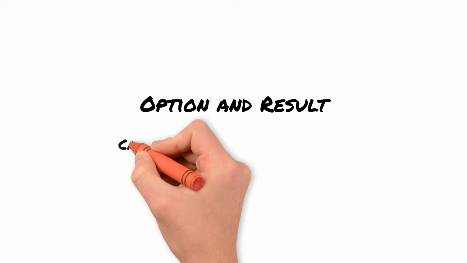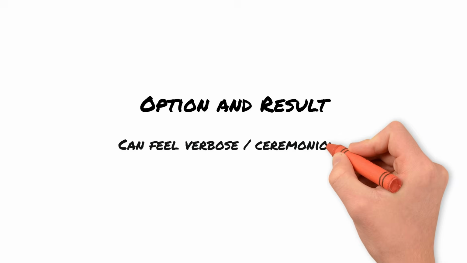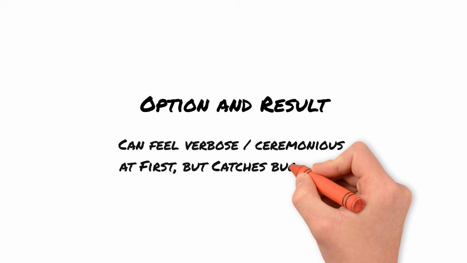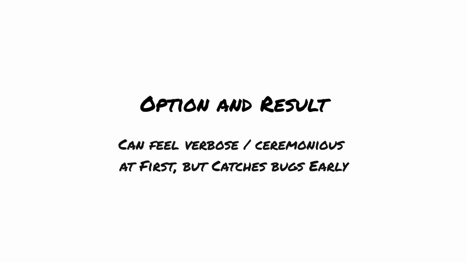Option and result can feel verbose initially, but they eliminate bugs where nulls weren't checked or exceptions weren't properly handled, so you can catch things early.